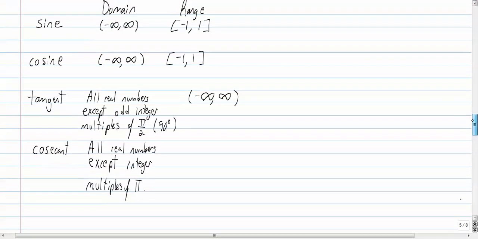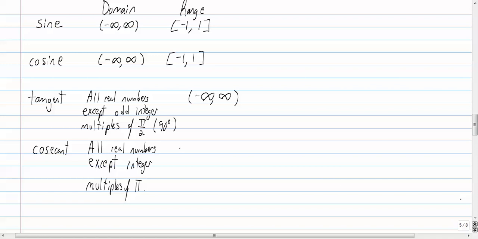Well, since sine's range is from -1 to 1, those are the answers you get out. And the way that it works with the reciprocal is that it will actually not be any of the numbers between -1 and 1. It will be everything that is less than or equal to -1 and greater than or equal to 1.